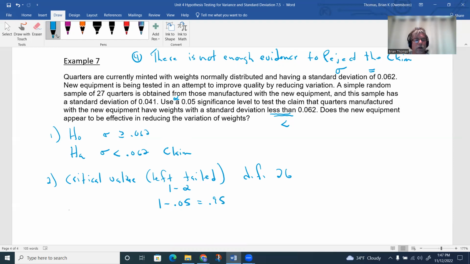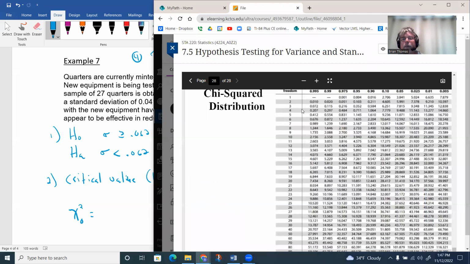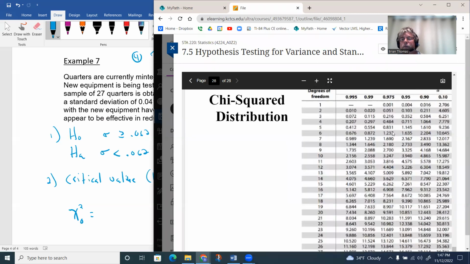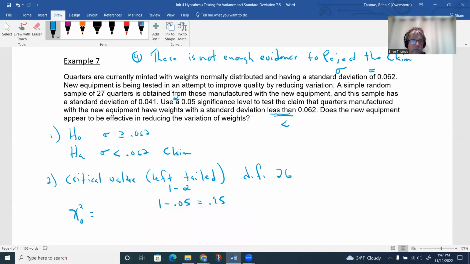So that's going to give us our chi-squared 0, which is our critical value. That comes from the table. In the table, we need 0.95 and 26. Let me make that a little bigger, I can't really see that. 0.95 and 26, so that's going to be 15.379. So 15.379 is going to be our critical value.